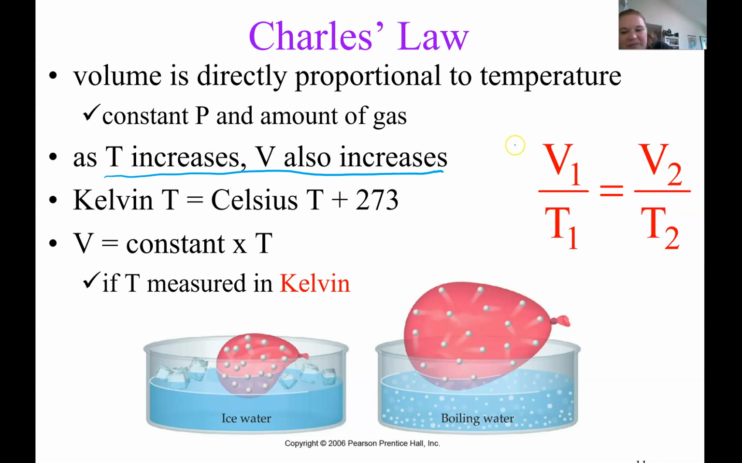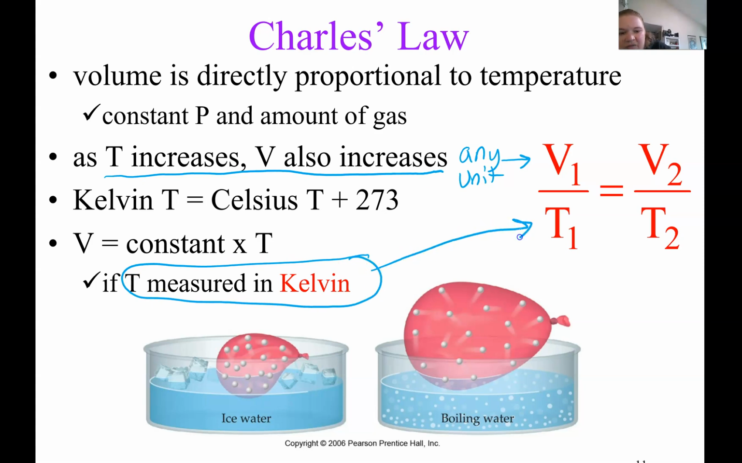Our volume can be in any unit as long as we're consistent again, but temperature has to be in Kelvin. The reason why is because Kelvin does not have negative numbers, and so we don't want to have negative temperatures in there and have it mess up our answer, because we can't end up with a negative volume as an answer. So remember our Kelvin Celsius conversion here.